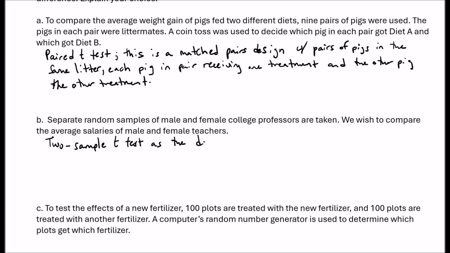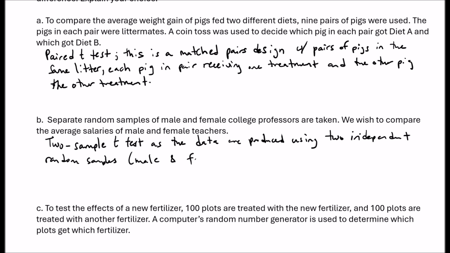As the data are produced using 2 distinct groups. Or we could say two distinct groups of people, or maybe let's do independent. So 2 independent random samples, and in parentheses, male and female professors.